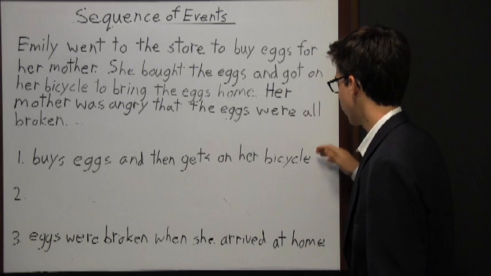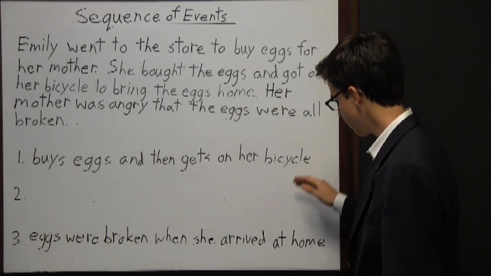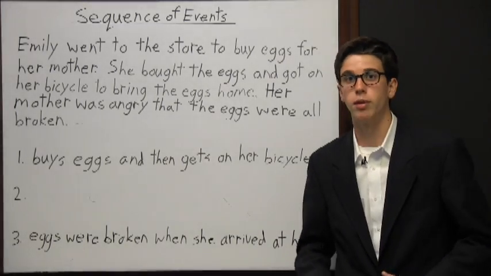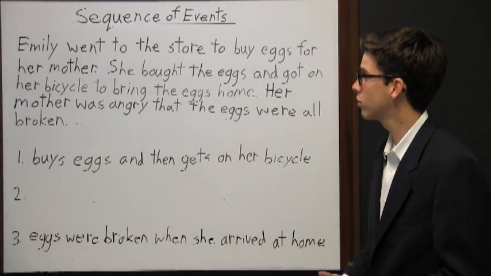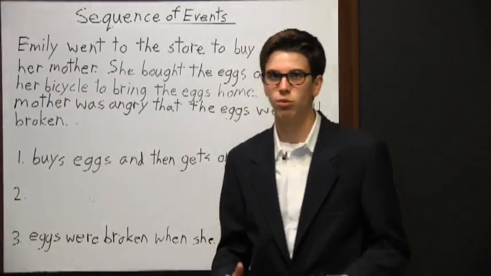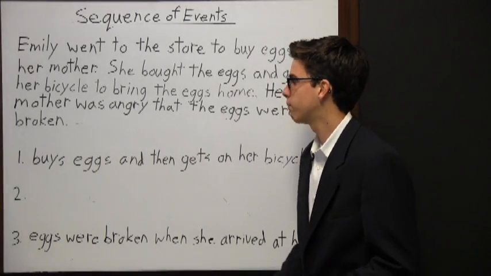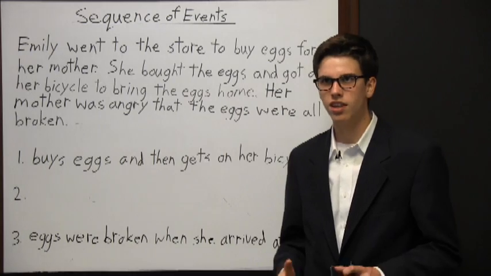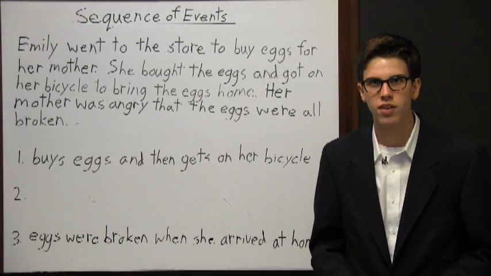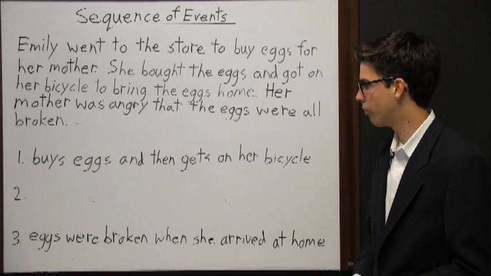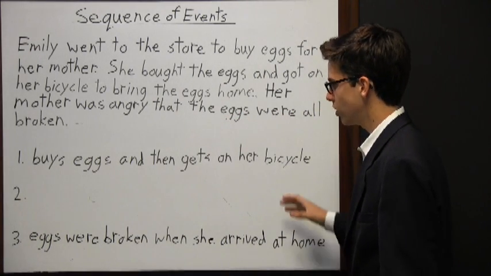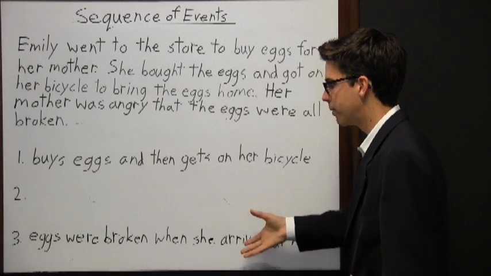What happened between the point that she got on her bicycle to leave the store and when she arrived at home? Now, there is a possibility that the eggs were already broken when she bought them, but we're going to conclude that Emily checked on that and that she would not have bought eggs that were already broken. And so we have to assume that Emily either fell off her bicycle or dropped the eggs on the way home. However, we're not given any information on how the eggs were broken. We just know that they are broken, or ended up being broken.